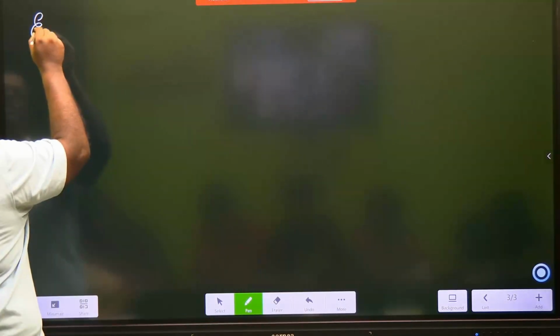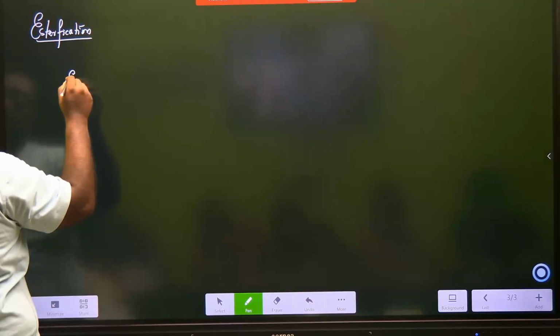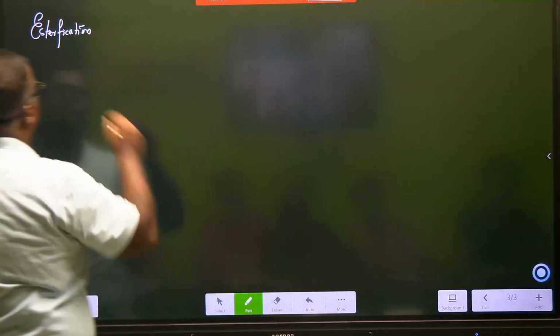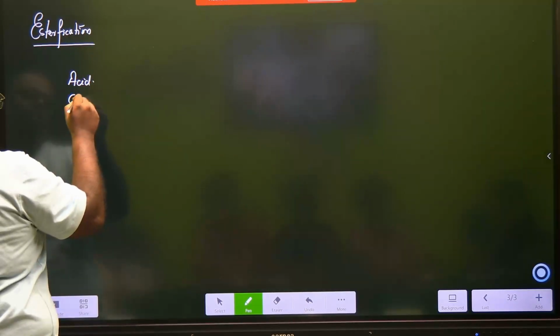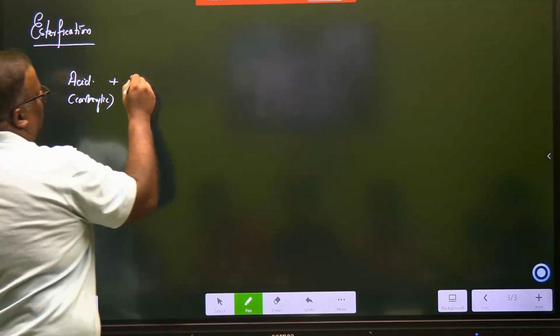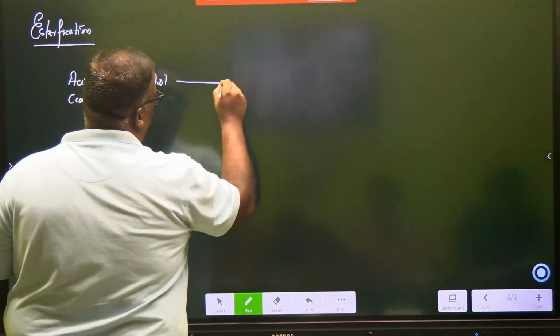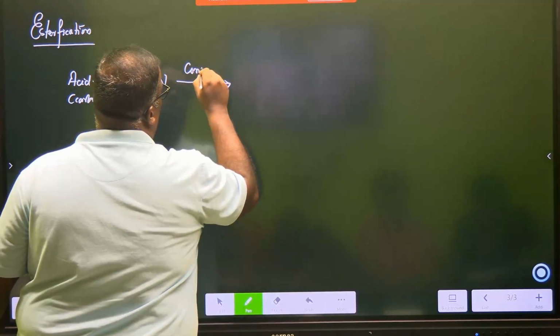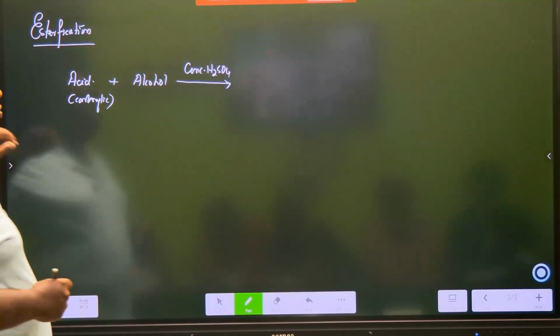Our next reaction is the characteristic reaction which is known as esterification. In esterification we will see an acid. Obviously this acid has to be a carboxylic acid. A carboxylic acid will react with an alcohol. In higher classes you will see this is a primary alcohol, and since you have to suck out water, concentrated sulfuric acid must be present. Concentrated sulfuric acid sucks out water.